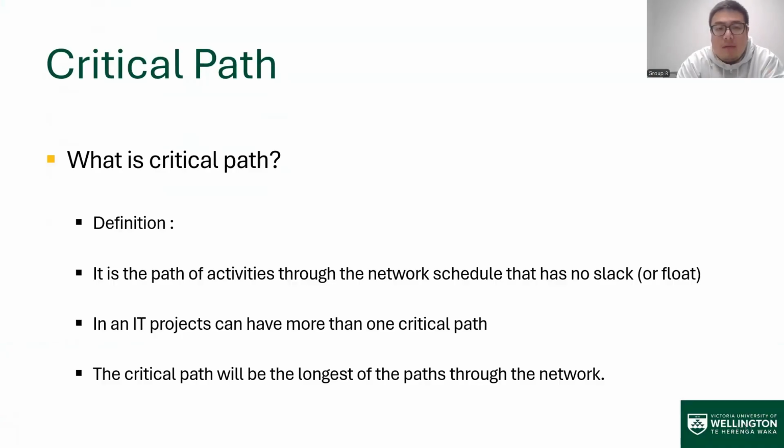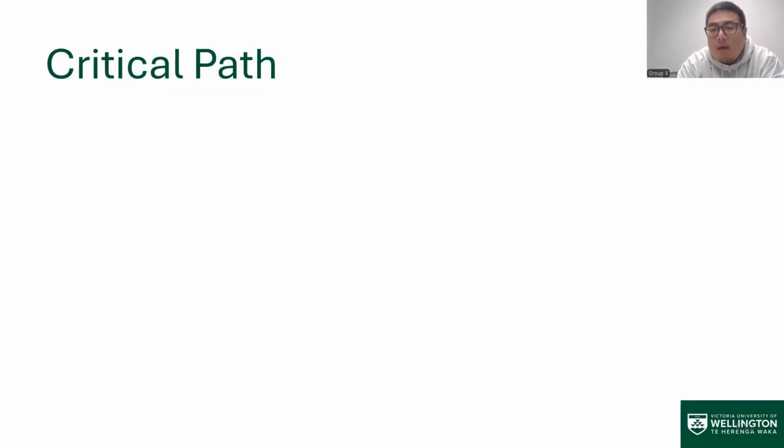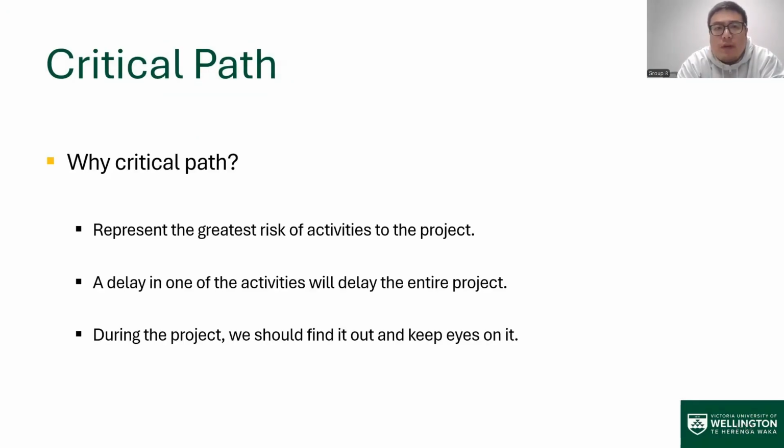Maybe you will wonder why the critical path is important. So let's move on to the next page. Because on the critical path there's no slack, any delay in one of the activities will put off the entire project. So it represents the greatest risk to the whole project. So during the project, we should keep our eyes on it and find it first.